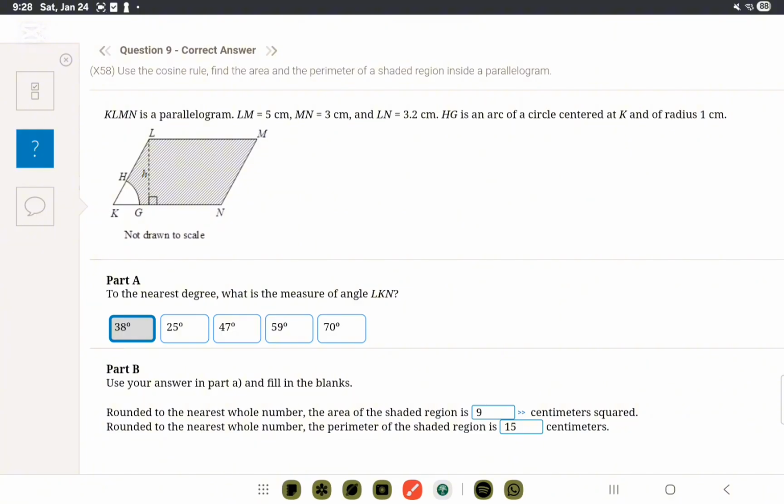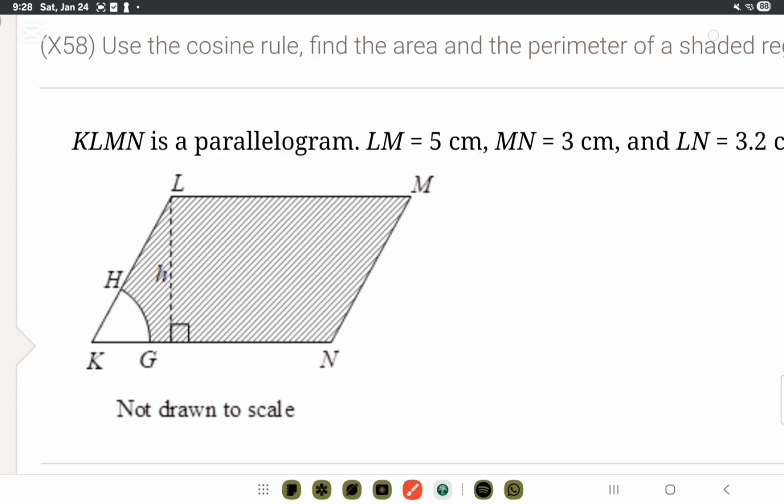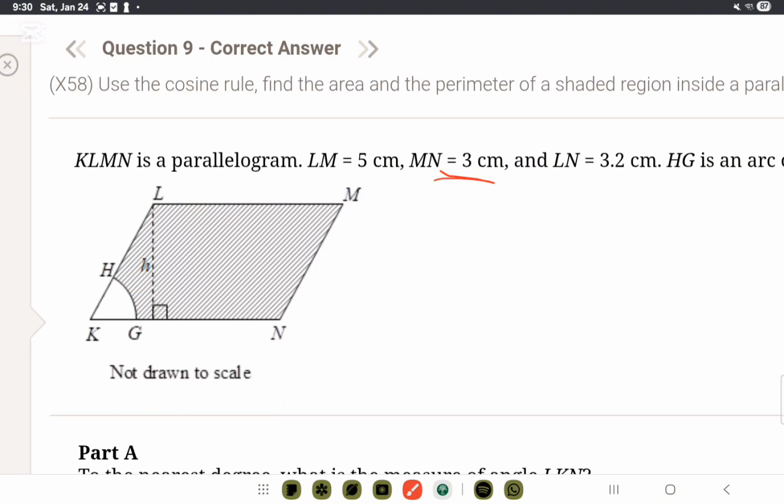The area of the shaded region. Now, all you need to know is, this is the parallelogram, so we're doing height multiplied by the base. That's the area. We have that MN is equal to 3. If MN is equal to 3, then this is also equal to 3. Now, we want the h, and we have this is 38.